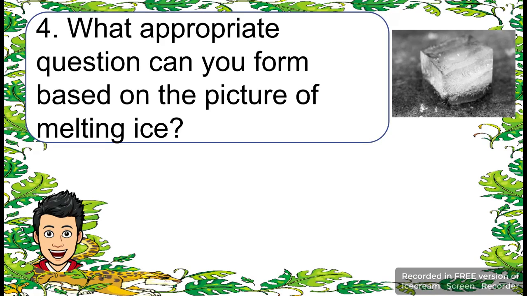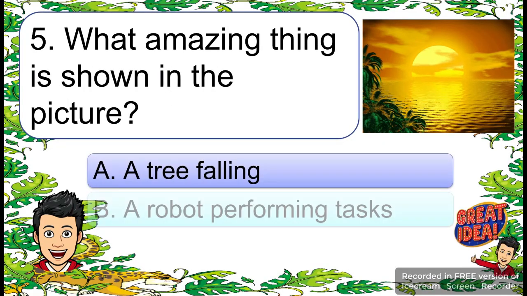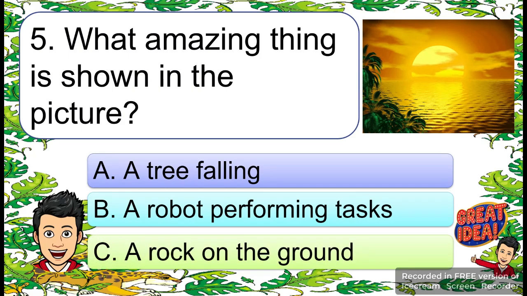Number 4. What appropriate question can you form based on the picture of melting ice? A. Why does ice melt when left outside the freezer? B. What is the color of the ice? C. Can ice turn into fire? Last, what amazing thing is shown in the picture? A. A tree falling. B. A robot performing tasks. C. A rock on the ground.